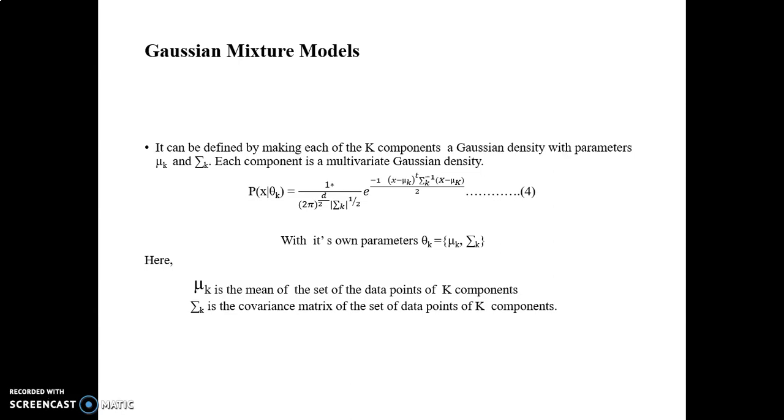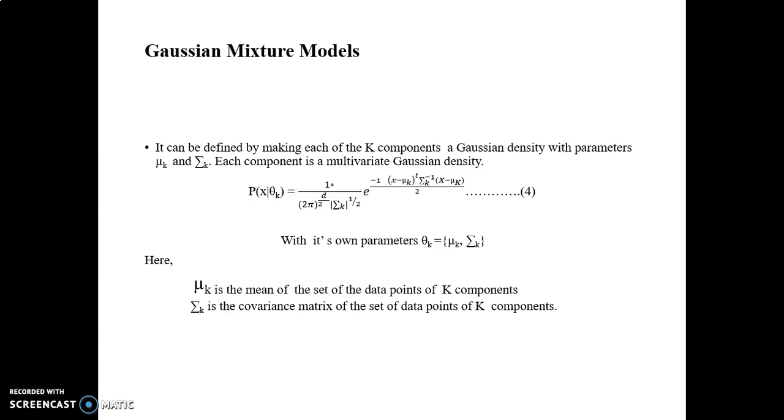Now, the equation for the Gaussian mixture model can be defined by making each of the K components a Gaussian density with parameters mu k and sigma k. Each component is a multivariate Gaussian density.